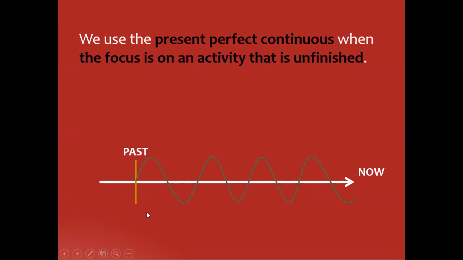Like an action that happened in the past, has continued to the present, and may continue to the future. It is quite different between the present perfect simple and the present perfect continuous. The present perfect simple: action completed at some point in the past, and there is a result in the present. The present perfect continuous: action happened in the past, has continued to the present, and may continue to the future.